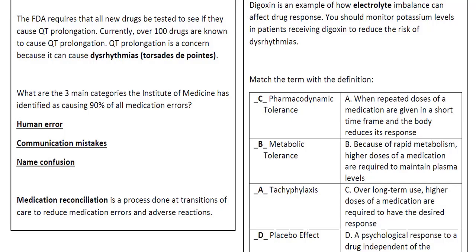Another measure that has been taken to reduce medication errors and prevent adverse reactions is medication reconciliation. Medication reconciliation is done at transitions of care where the nurse, pharmacist, or other provider compares the list of medications that a patient was taking prior to admission or discharge to the list of current medications that they are taking while in the hospital or when they leave.